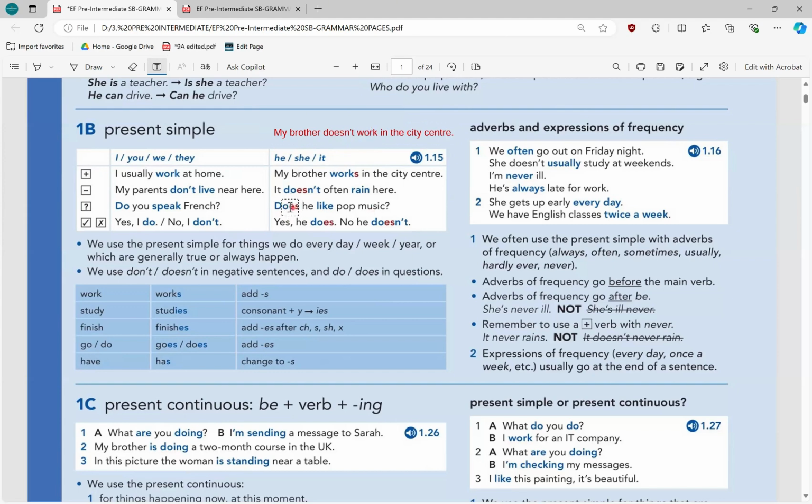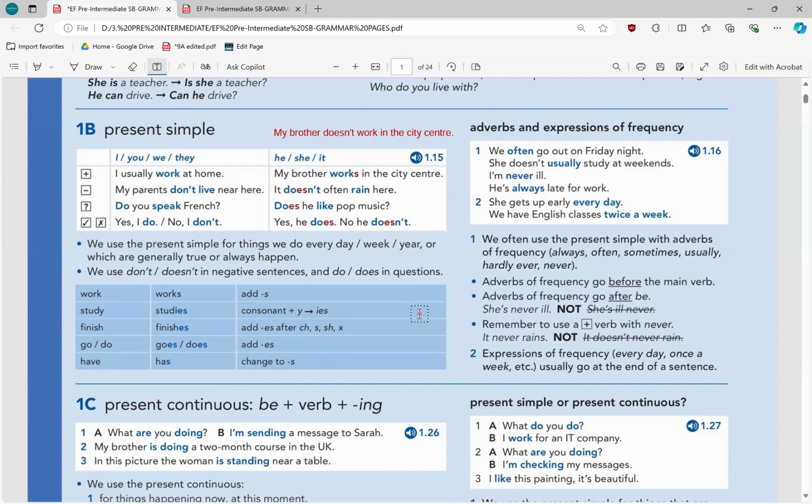If I want to make a question: does he like pop music? Look here, for you I'm using do, but if it's he, she or it, we use does. Does he like pop music? I am asking about general information, or we also say habits. When I want to ask about habits, something you are used to, you do it again and again, we use present simple. So, does he like pop music? Yes, he does. No, he doesn't.